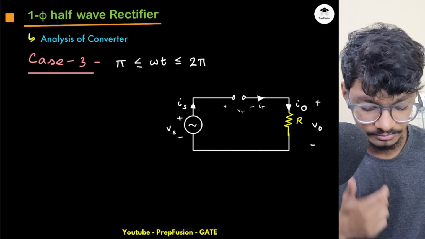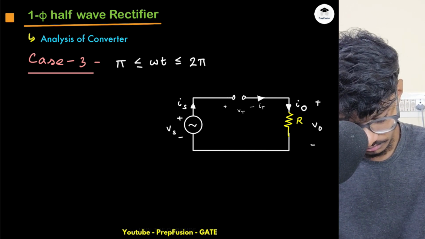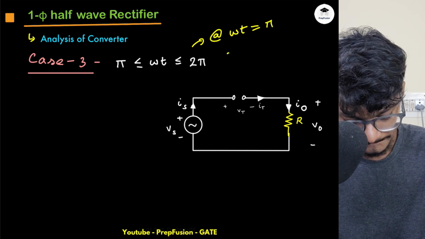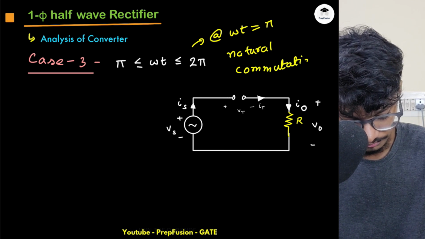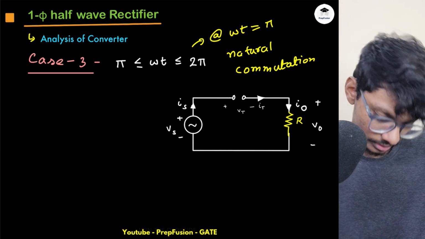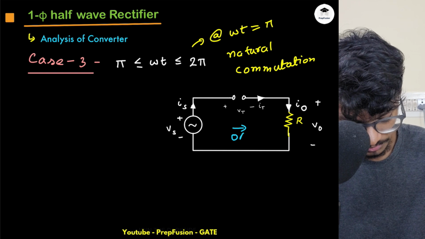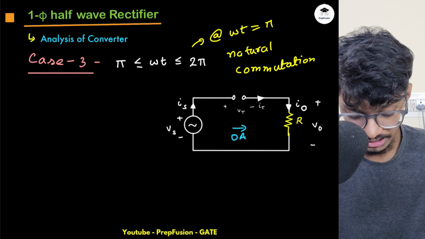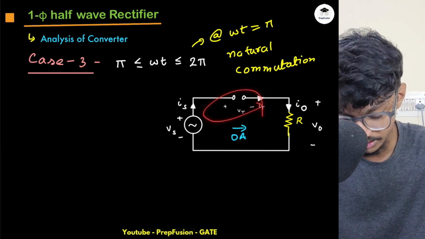Case 3 is from pi to 2 pi. So what is happening? Natural commutation, right? At omega t equals to pi, natural commutation happens. Hence this will be 0 amperes of current. Hence what can I say? Is that SCR will be in reverse blocking mode. Why? Because the voltage across it.